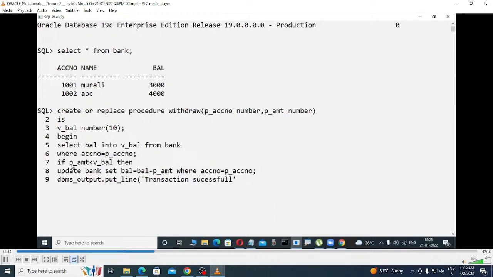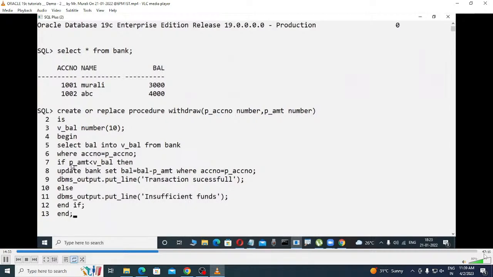Don't worry about this one, just observe it here. Else, simple coding, some coding is there. And now check it out here: insufficient funds, else insufficient funds. Okay, some coding is there. This is not a difficult coding, take it easy.